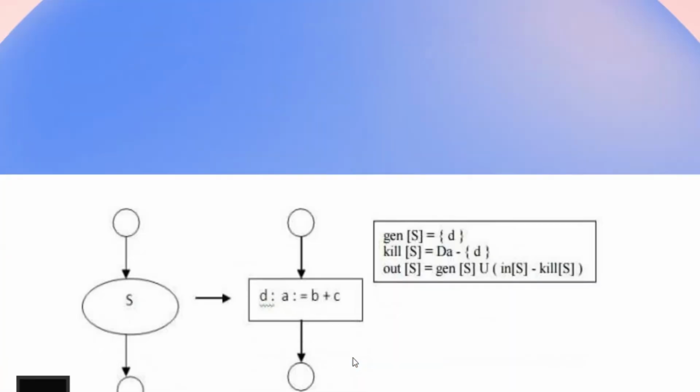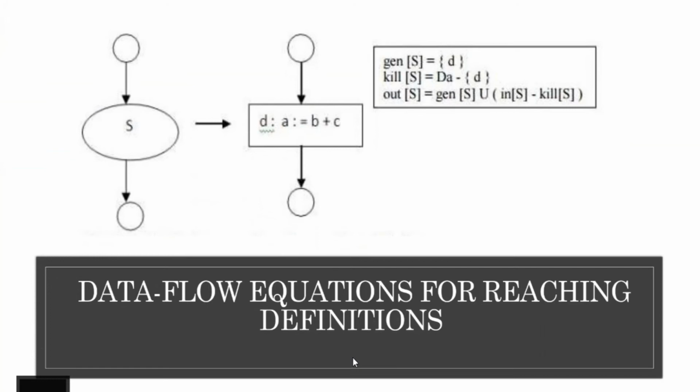Consider the following data flow equations for reaching definitions. S is d: a = b + c. Observe the rules for a single assignment of a variable a. Surely that assignment is a definition of a, say d. Thus, gen of S is equal to what?